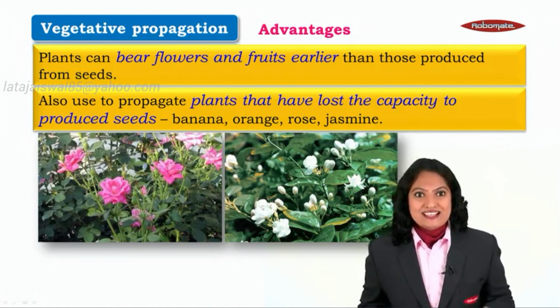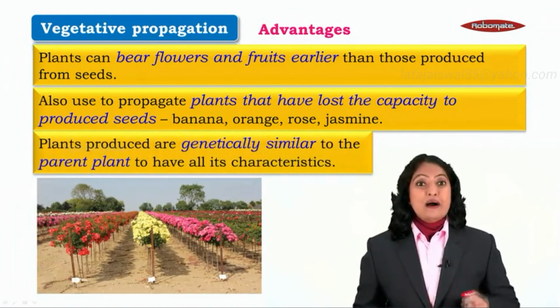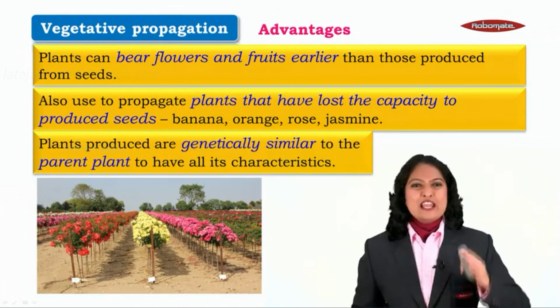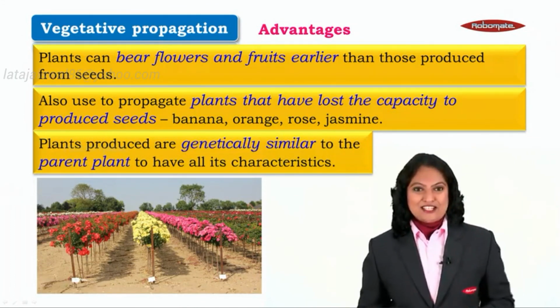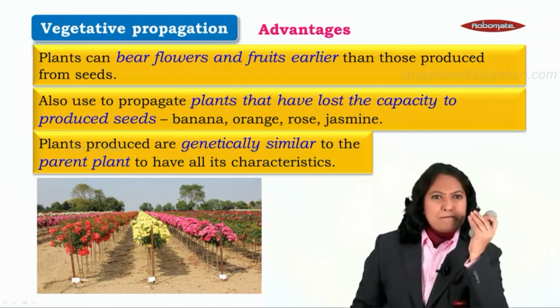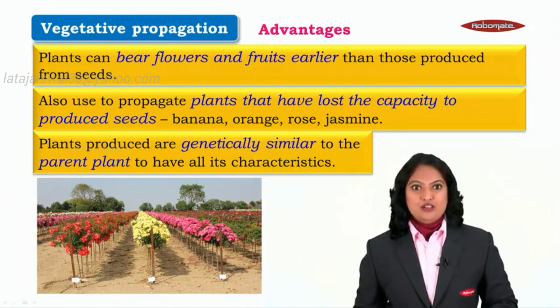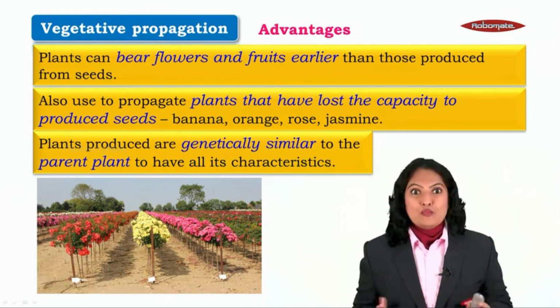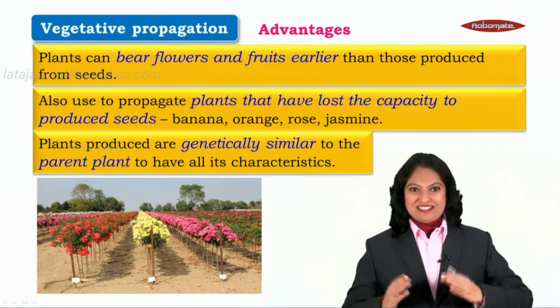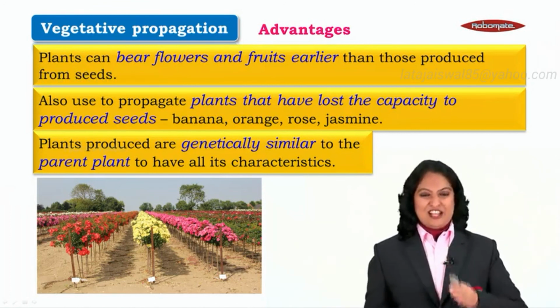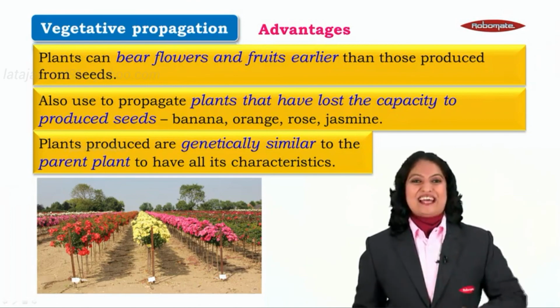However, plants produced by vegetative propagation are very genetically similar to the parent plant, because only a part of the parent plant grows into the new individual. So it has the same blueprint, so it is very much similar. And this is how we learned budding and vegetative propagation in our 7th module.